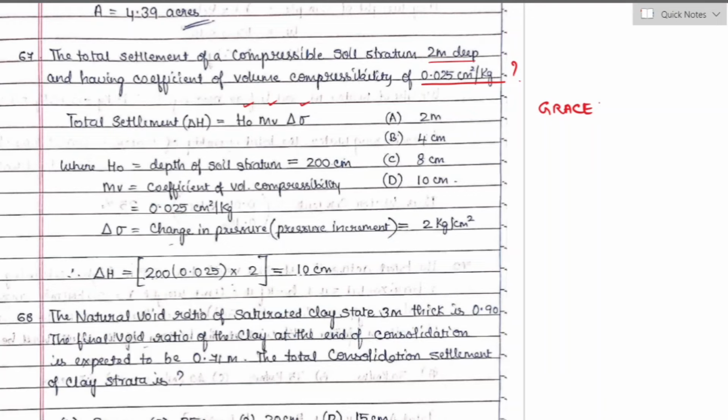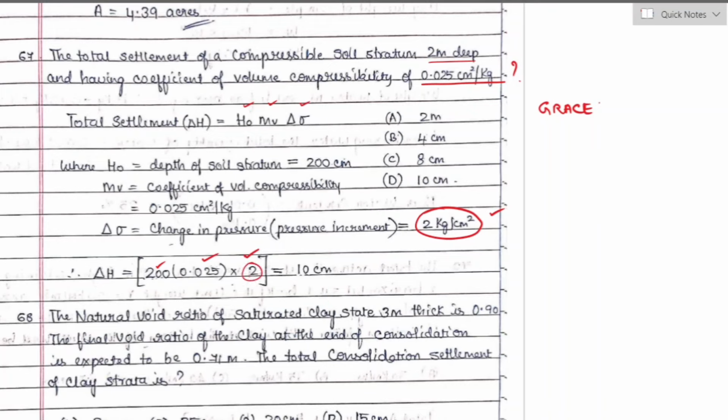So it was expected to give change in pressure as 2 kg per centimeter square. So assuming this value, let us calculate the total settlement of a compressible soil. 200 is the depth of the soil stratum, 0.025 is the coefficient of volume compressibility, and 2 kg per centimeter square is the change in pressure.